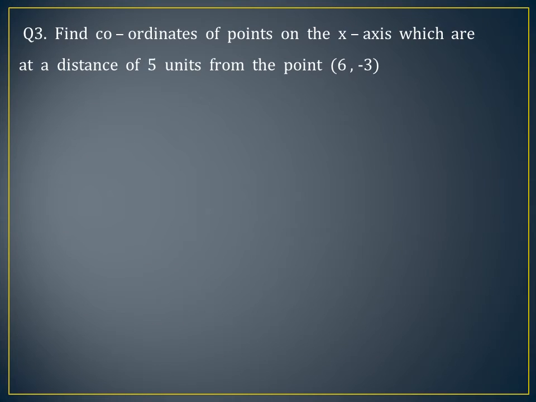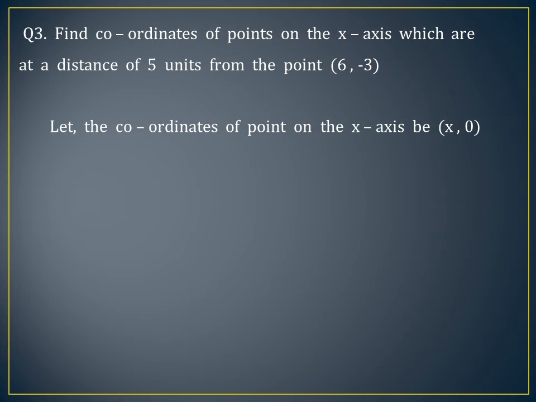The next question is a bit different. We have to find a point on the x-axis which is at a distance of 5 units from the point (6, minus 3). Any point which lies on the x-axis always has its y-coordinate as 0. So we can say that let the point which lies on the x-axis be (x, 0). So now our 2 points are (x, 0) and (6, minus 3).